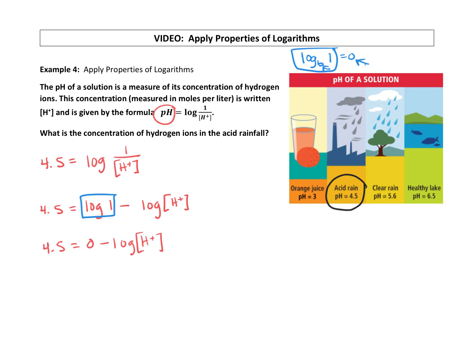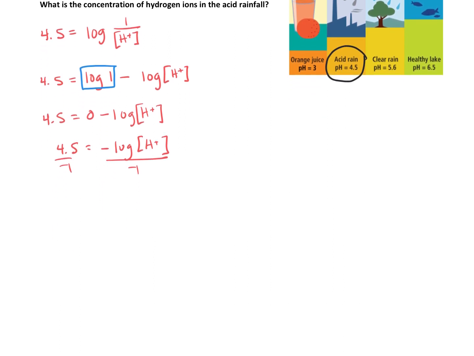Now 0 minus log of H plus is just a negative log of H plus. So 4.5 equals a negative log of H plus. We don't want that negative log. That's like a negative 1 times your log. So let's divide both sides by negative 1. 4.5 divided by negative 1 is negative 4.5, equals positive log of H plus.